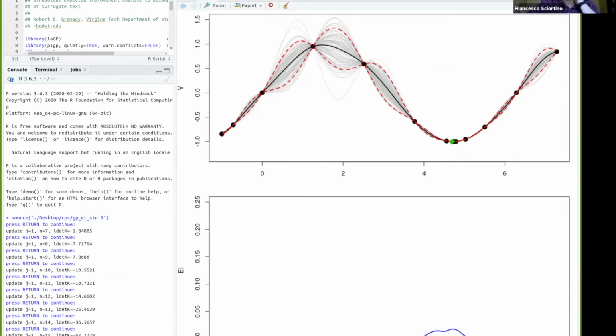There's a question. Yes, there is a question for clarification. Sure. Why isn't the point of maximum expected improvement always the point with the largest error bars?